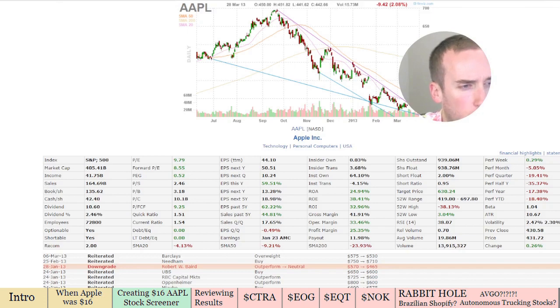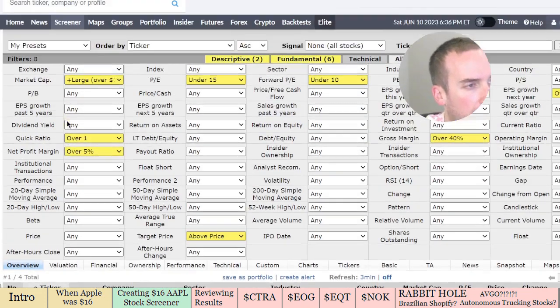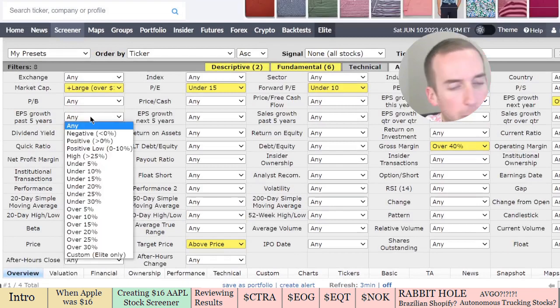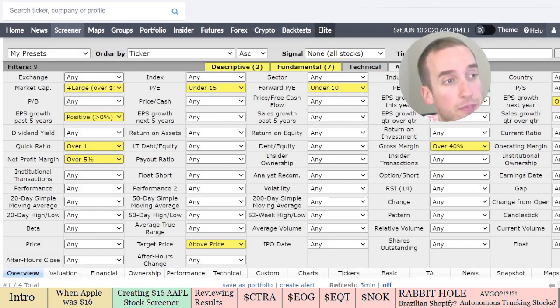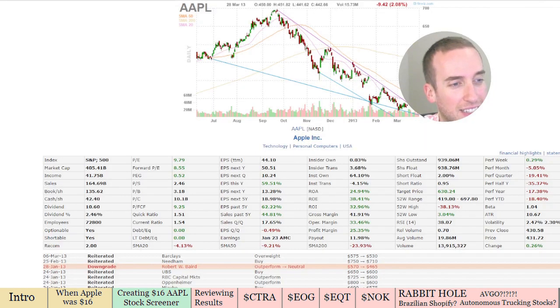Okay, let's look at another growth aspect. EPS past 5 years. Let's look at that. Let's do EPS growth past 5 years as positive. Still at 4 stocks.